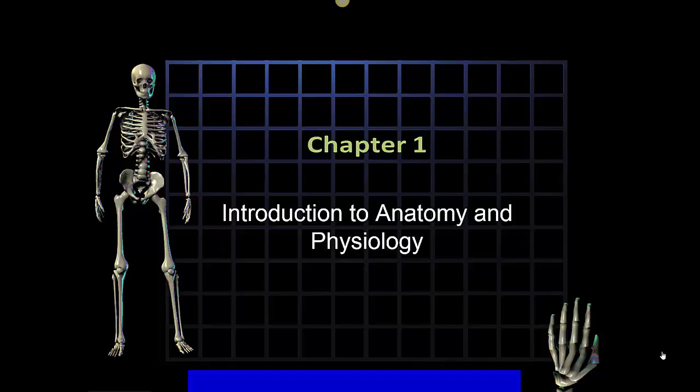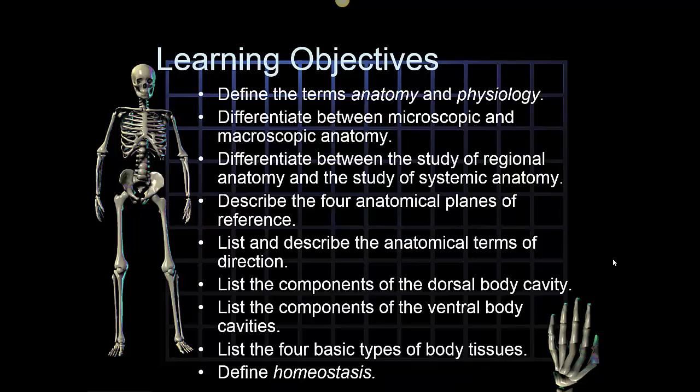Hello, this is Dr. Clark, and this will be Chapter 1, Introduction to Anatomy and Physiology, VTHT 1313. So this is going to be a relatively short chapter, and in this chapter we're going to be talking about some just basic terminology right here.